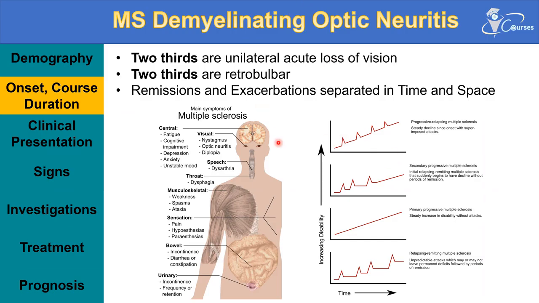Okay, so for those patients, again, our 2/3 rule applies here, that 2/3 of those patients will present with visual symptoms or ocular affection for patients with multiple sclerosis demyelinating optic neuritis.